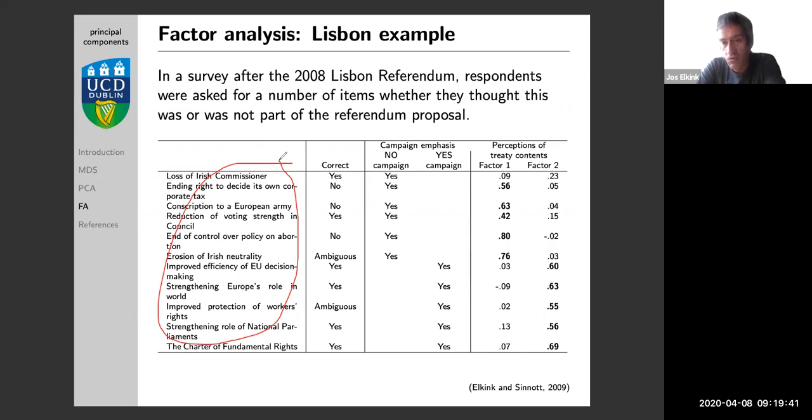So these were all statements that were made. And then some of them are clearly in the treaty and some of them are clearly not in the treaty. The treaty did not speak of a European army.